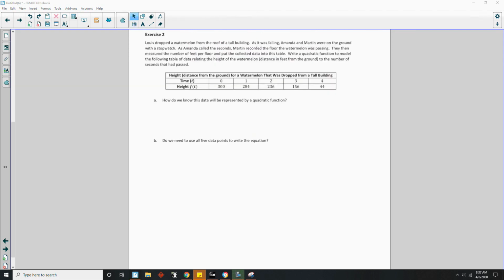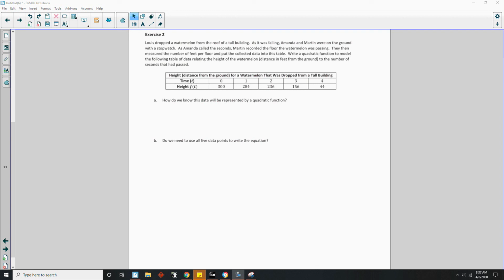Okay, exercise 2 says, Lewis dropped a watermelon from the roof of a tall building. As it was falling, Amanda and Martin were on the ground with a stopwatch. As Amanda called the seconds, Martin recorded the floor the watermelon was passing. They then measured the number of feet per floor and put the collected data into this table. Write a quadratic function to model the following table of data relating the height of the watermelon, distance in feet from the ground, to the number of seconds that it passed.